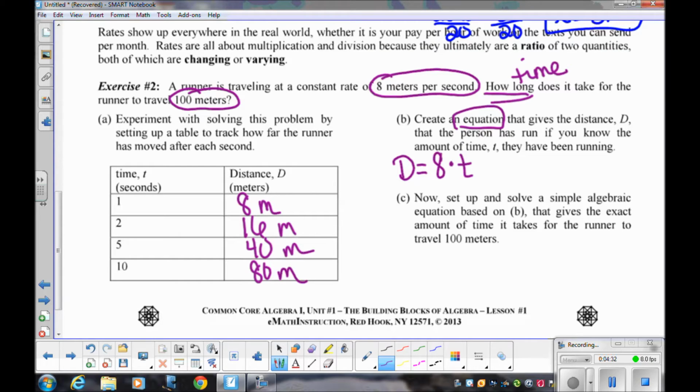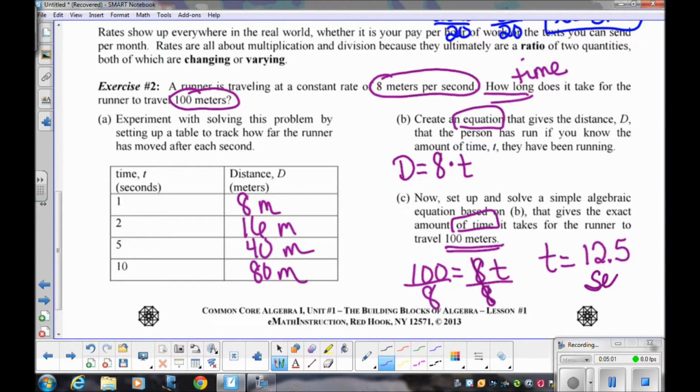So create an equation that gives the distance d that a person has run if you know the time t they have been running. So distance equals the rate that this person is running at, 8 meters per second, times the number of seconds. That's going to give us our total distance. Now we're going to use that equation. It says, based on part B, that gives the exact amount of time. So again, we're looking for a t. It takes for the runner to travel 100 meters. So that 100 meters is our distance, equals, our rate is 8. We're looking for the t. So divide by 8 to solve for t. We end up with t equals 12.5. And what are our units? Seconds.